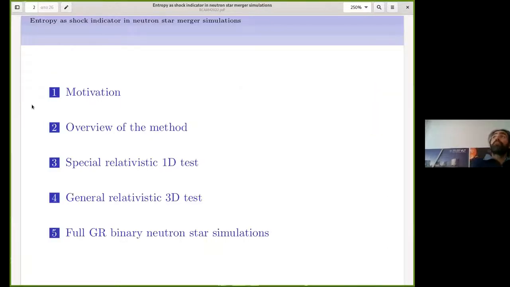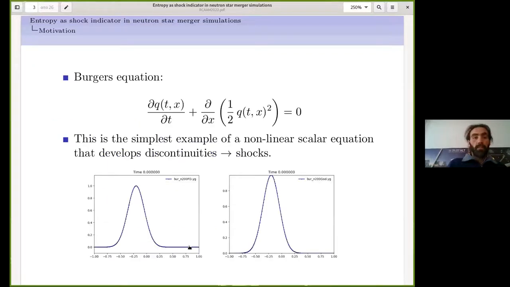The structure of my talk is the following. I'll give a motivation of why we're using entropy as a shock indicator. Then I'll make a brief overview of the method. And then the last three parts will be testing our method and then results. First we'll have some special relativistic tests, then 3D general relativistic tests, and then we'll have the first binary neutron star simulations that have been made with this entropy method. So I'll start with the motivation.